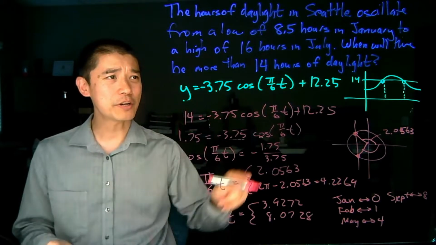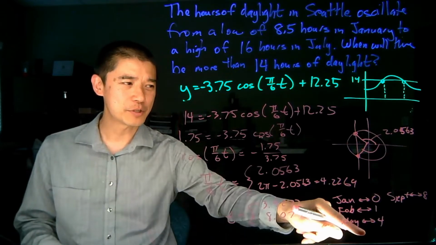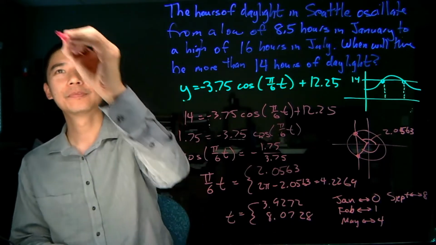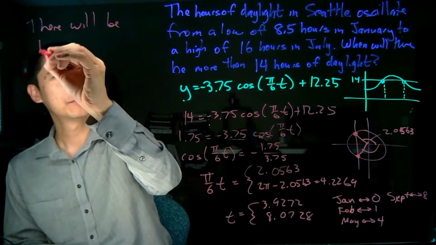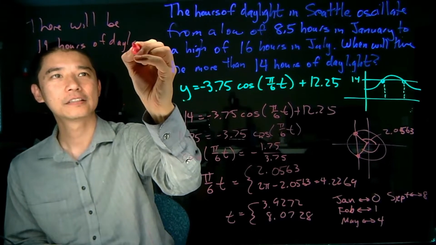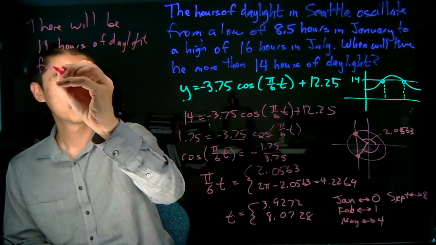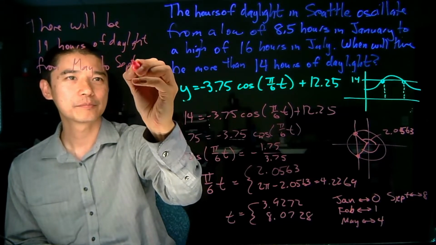And so the answer to the question, when will there be more than 14 hours of sunlight? Roughly between May and September. There will be 14 hours of daylight from May to September. And that answers the question.